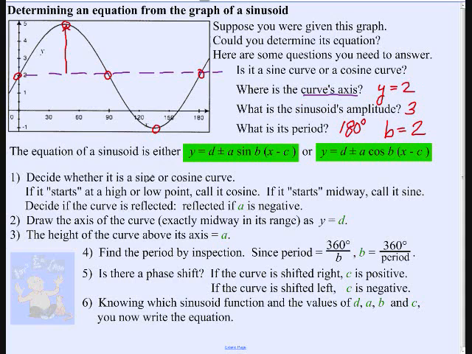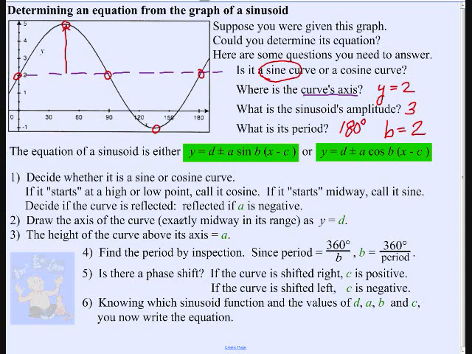Decide whether it's sine or cosine. If it starts at a high or low point, call it cosine. If it starts near its axis, call it sine. So in this case, we'll call this a sine curve. Decide if the curve is reflected. It's reflected if A is negative. Well, if this were reflected, instead of going up here, it would be going down. So we can tell that A is going to be positive.